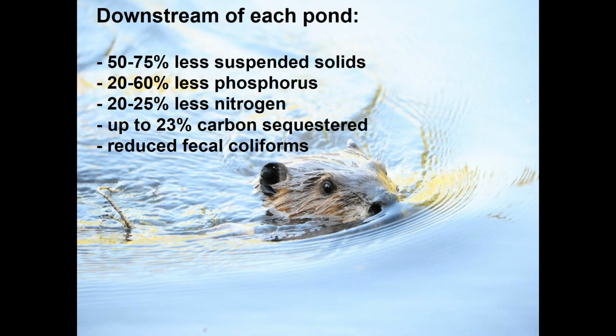So with respect to water quality, downstream of each pond, the filtering effect is profound. Each pond acts as a natural water treatment plant. Up to 75% less suspended solids, up to 60% less phosphorus, up to 25% less nitrogen, up to 23% of carbon sequestered, and reduced fecal coliforms.